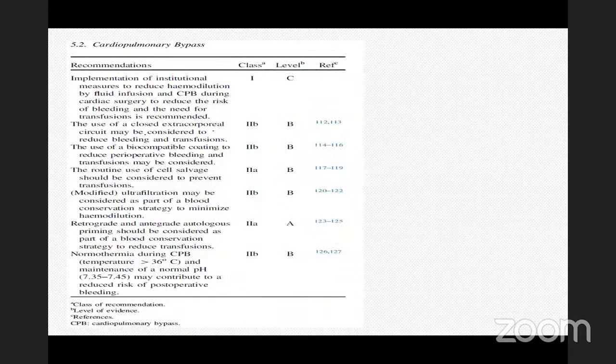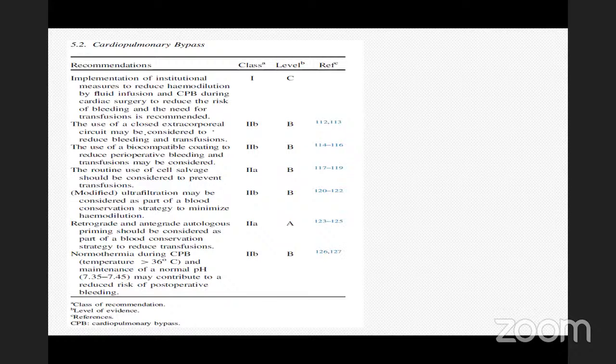So for the cardiopulmonary bypass recommendation guidelines, I sum up the guidelines as they go with the topics in the guideline. For cardiopulmonary bypass, the implementation of institutional measures to reduce hemodilution by fluid transfusion and cardiopulmonary bypass during cardiac surgery, to reduce the risk of bleeding and the need for transfusion, is recommended. This is class 1, level C. The use of a closed extracorporeal circuit may be considered to reduce bleeding and transfusion. This is class 2B, level B as well.